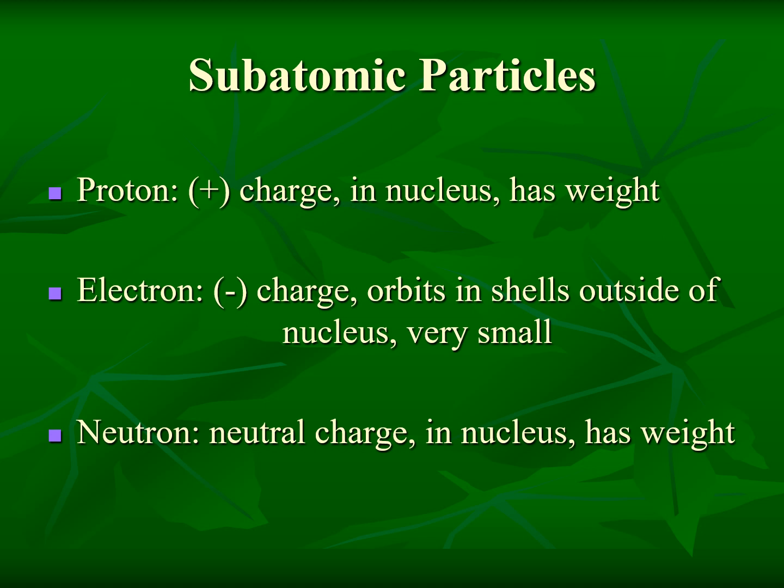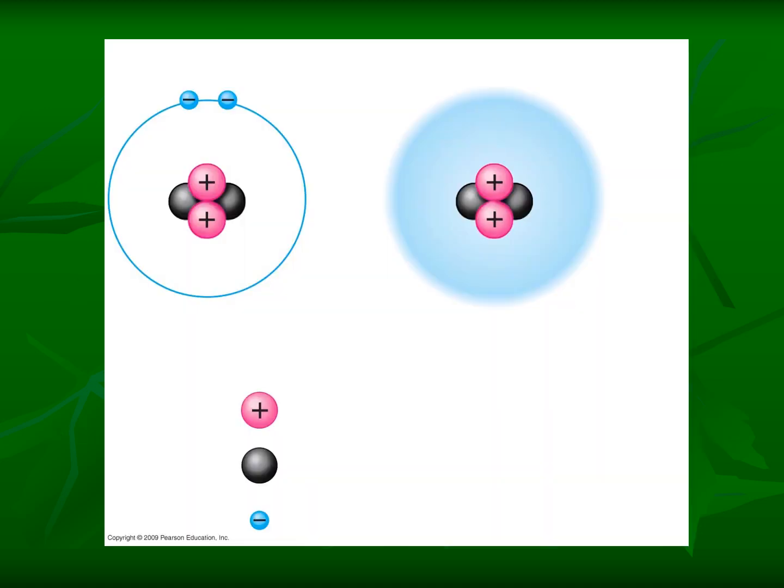The electron has a negative charge to it, and it's outside of the nucleus. It's basically in constant movement around the nucleus. Some people say they're in shells, some people say they're in orbit, some people refer to them as electron cloud. The bottom line is it's not in the nucleus, it's moving around. It is very, very small. So we're already talking really small. The electron is really, really, really small. And then the neutron has a neutral charge, so no charge to it. It is also in the nucleus with the proton, and it does have some weight to it.